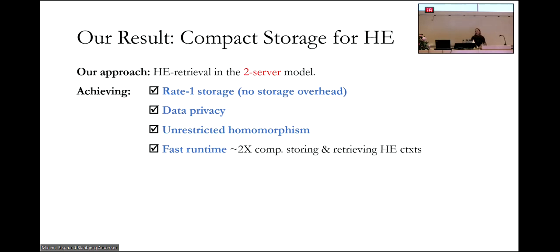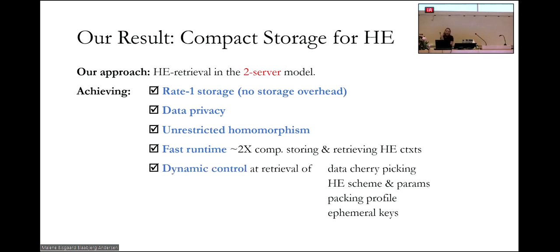Okay, so the trivial approach is to store and retrieve ciphertext in HE. So this is only 2 times slower, and it has dynamic control. What do I mean by that? I can pick the encryption scheme, its parameters, everything, what to batch together, only upon retrieval. The storage is completely independent of the encryption scheme and its parameters, so it has full dynamic control.